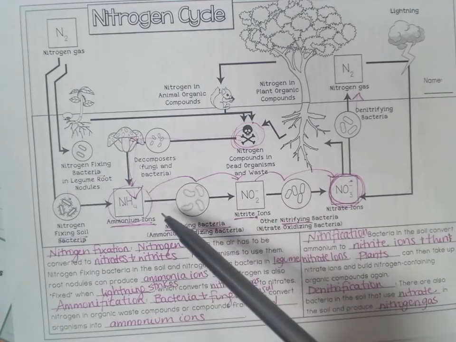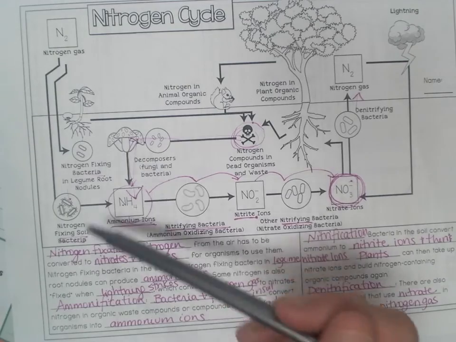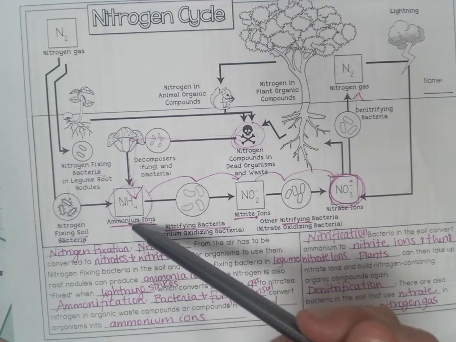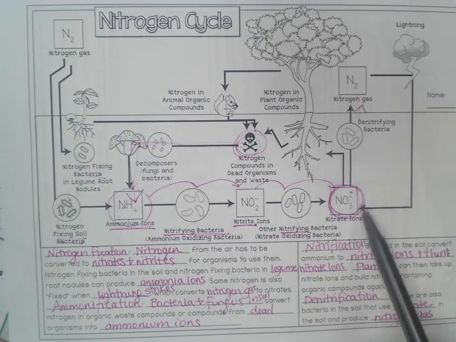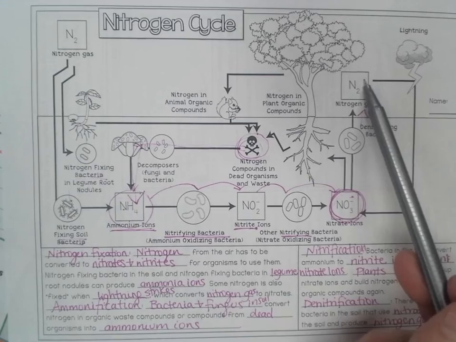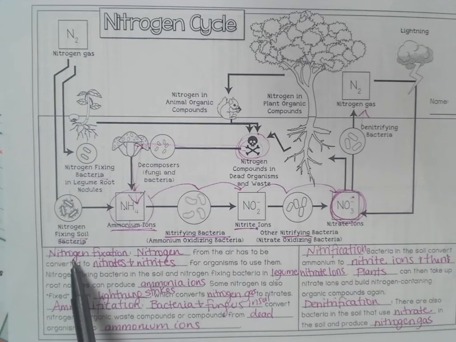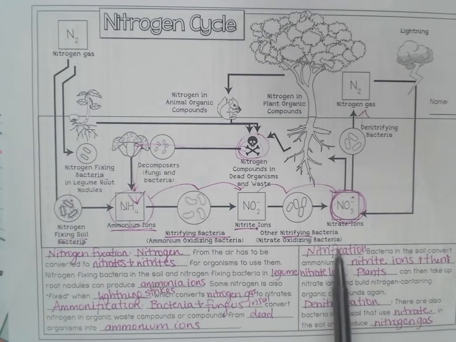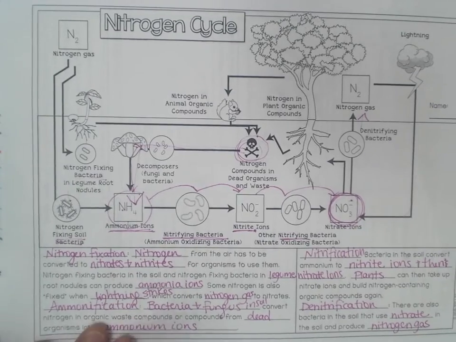You have another part over here, which nitrogen gas can be converted by this bacteria into ammonium ions. You also have lightning converting nitrogen gas to nitrate. But then nitrate can also be reconverted back into nitrogen gas with bacteria. So there's lots of processes going on here. Here's your main words: nitrogen fixation, ammonification, nitrification, and denitrification. All right, flip it over.